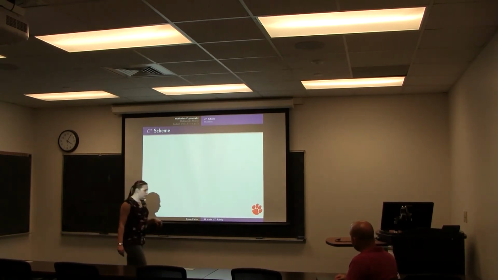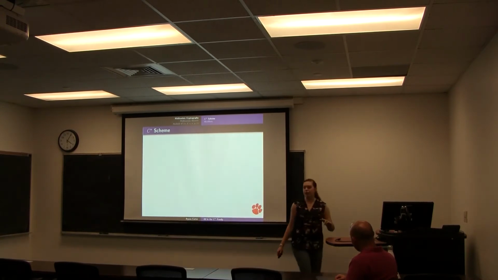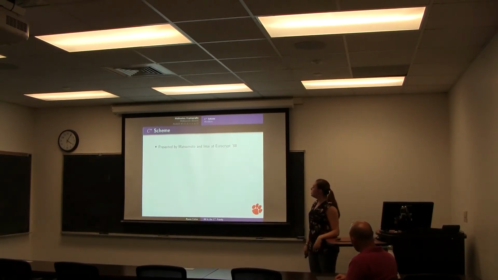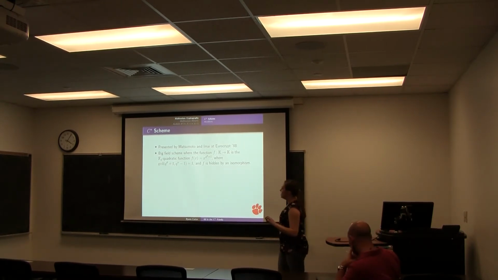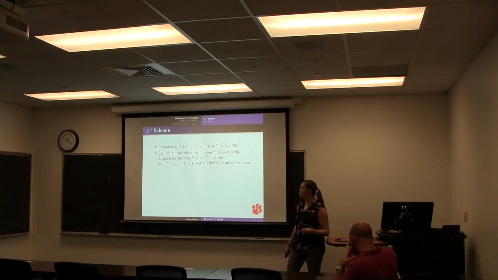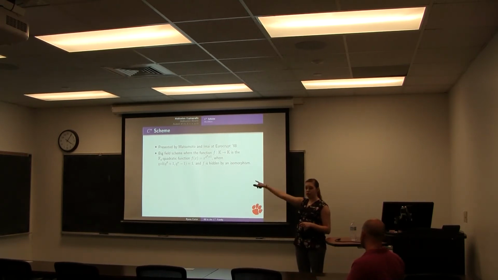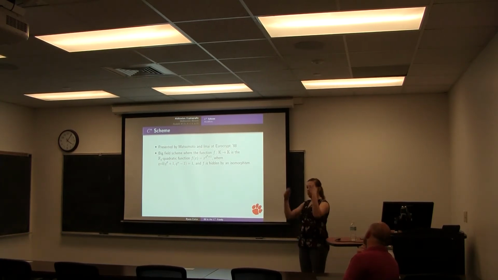C-star was presented at Eurocrypt 88 by Matsumoto and Imai, and this is the specific big field scheme where we have a very particular function that maps us from the extension field to the extension field. So f is going to be the FQ quadratic function, x to the q to the theta plus 1, where q to the theta plus 1 and q to the n minus 1 are co-prime. The reason why we need those two things to be co-prime is because we want to guarantee that f will have an inverse. So we're up in that extension field, and we just want to guarantee that there's some way to undo that function f.